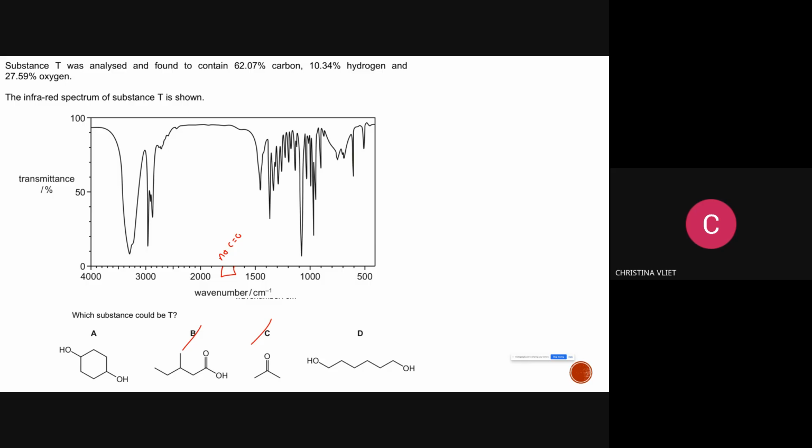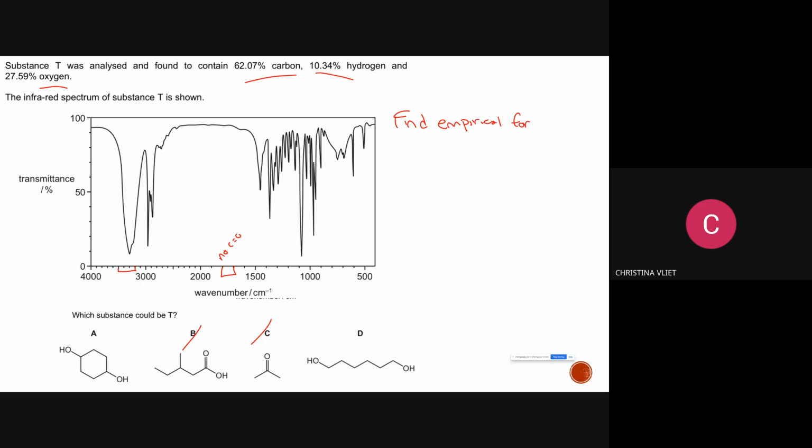Do I see the 3,200 to 3,500 peak? I do. Do you? It means alcohol. But A and D are both alcohols. How can I know which one it is? Is it A or is it D? Is there something else that can help me? Ramon: The percentages of carbon, hydrogen, and oxygen. And what can we do with that? Find the empirical formula.